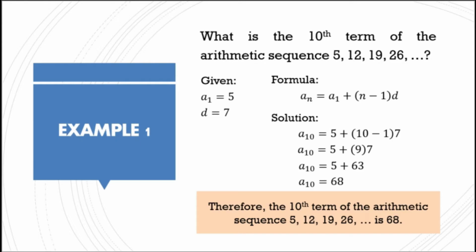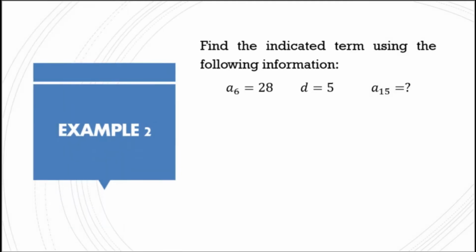If a sub 1 and d are known, it is easy to find any term in an arithmetic sequence by using the formula a sub n equals a sub 1 plus the quantity n minus 1 multiplied by d. But what if one of them is unknown? Consider example number 2. Find the indicated term using the following information. The value of a sub 6 is equal to 28 and d is equal to 5, and we need to find the value of a sub 15.